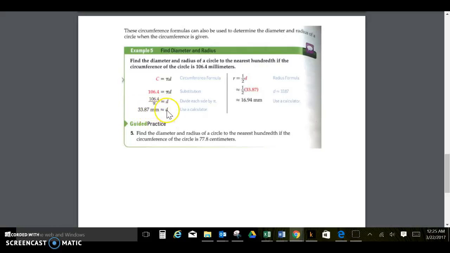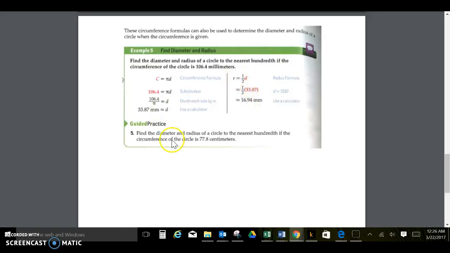33.87 equals d. Now, if you guys are struggling with what pi is, there's a button on your calculator. There is a pi button. And you would end up pressing the second key, and then you would press the pi button. Okay, it's somewhere located on there. I don't have a calculator in front of me, but you need to find it. So you press the second button, and there's a pi symbol. Okay, and I'm sure someone in the class can help those people who are struggling with that. Okay, all right. So let's say I got the diameter is 33.87. I would just take half of that to find the radius.